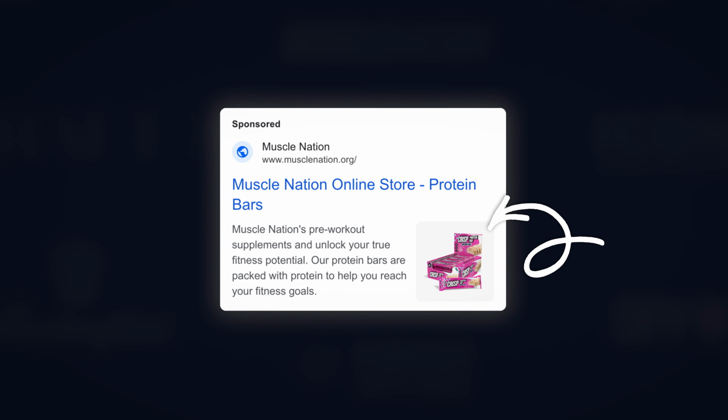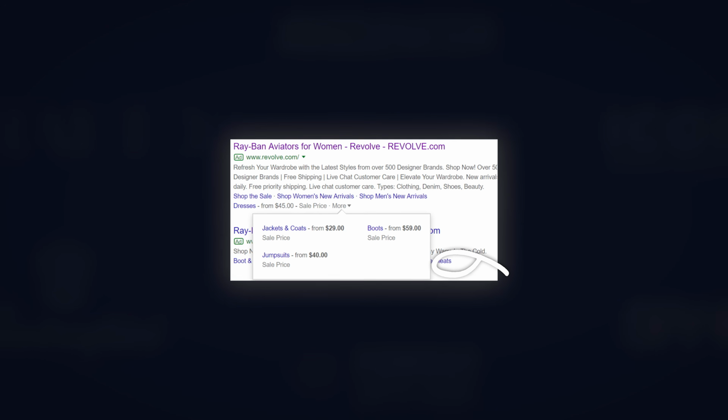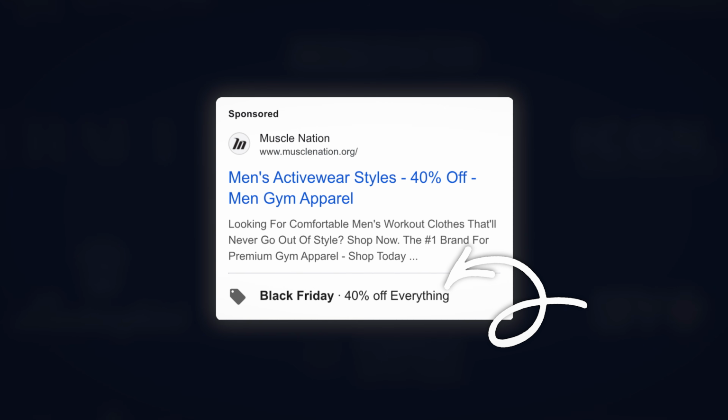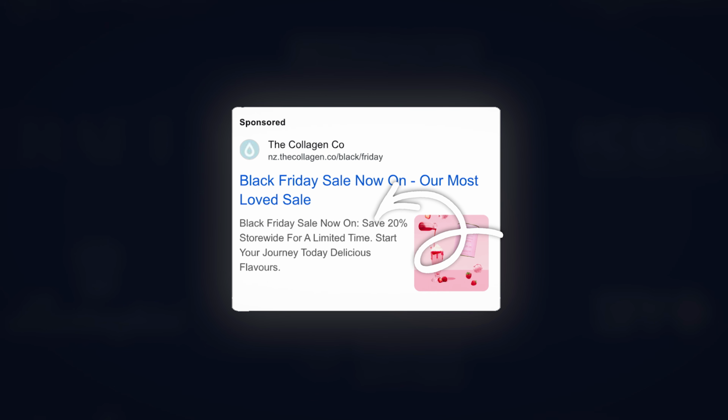Image extensions, absolutely crucial on mobile. Price extensions, show your products and prices directly in the SERP, and this pre-qualifies clicks and increases conversion rates. And then we have promotion extensions, perfect for highlighting your current sales or offers. Another one is actually headline and description extensions, especially during promotional periods when you want to highlight time-sensitive offers without changing your core ad copy.